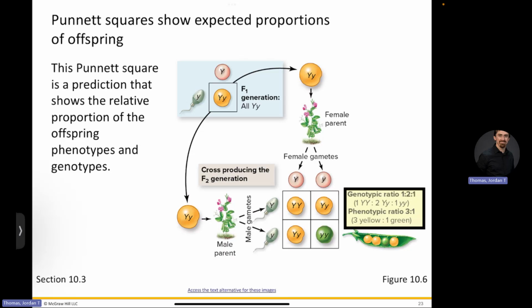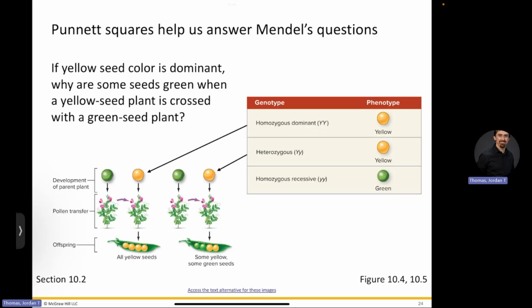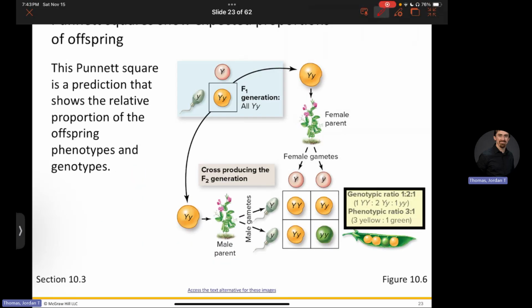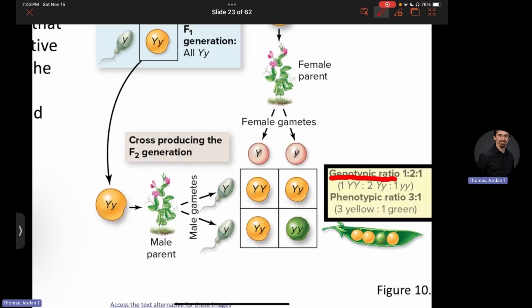Punnett squares show the expected proportions of offspring. This Punnett square is a prediction that shows the relative proportion of offspring, phenotypes, and genotypes. So here we're going to look at two things. So give me a red. We have the genotype ratio here. I'm going to zoom in too.